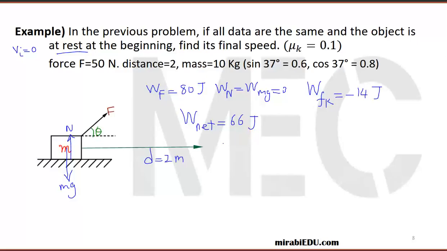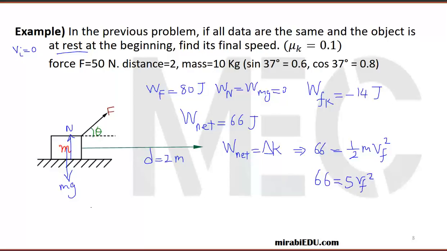Now, the Work-Kinetic Energy Theorem says the net work is equal to the change in kinetic energy. The net work was found in the previous problem. Now we want to find the final speed. Why didn't I subtract the initial kinetic energy? Because the initial kinetic energy is 0. Okay, what is the mass? 10. So it will be 5 times Vf squared.